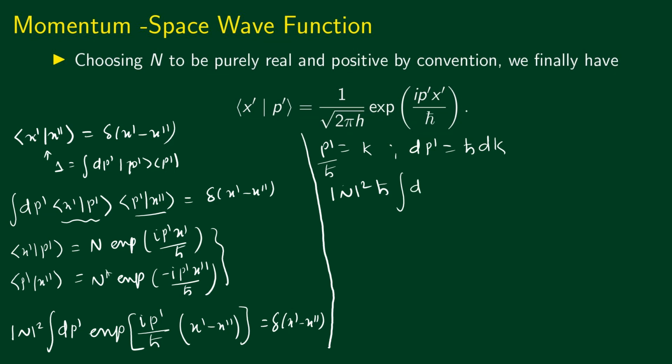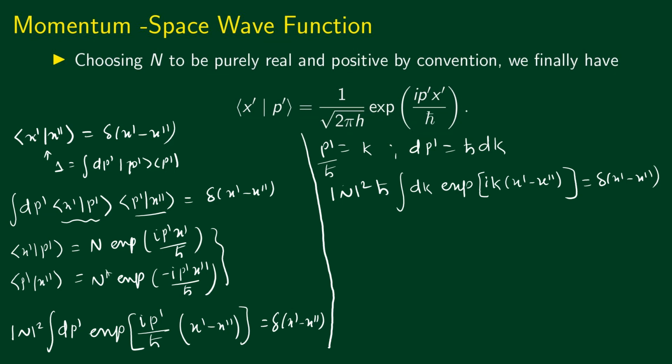Here I have dk and exponential k multiplied by x prime minus x double prime, because p prime divided by h bar is k, which means that I'll have an i here. So it's i k times x prime minus x double prime. Now this is equal to delta x prime minus x double prime.